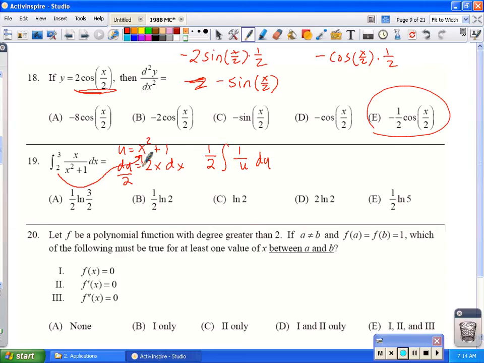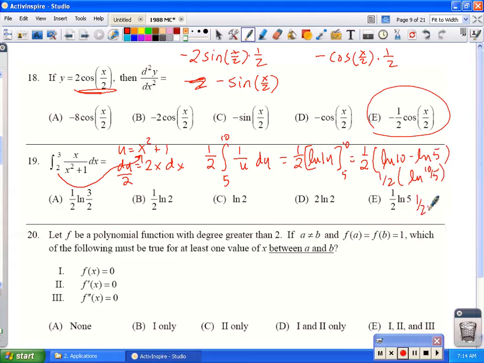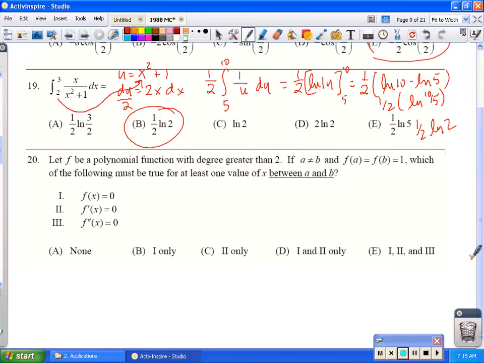2 squared is 4 plus 1 is 5. 3 squared is 9 plus 1 is 10. The antiderivative of 1 over u is ln of the absolute value of u, evaluated from 5 to 10. So that would be 1/2 times ln of 10 minus ln of 5. By log properties, that's 1/2 ln of 10 over 5, which is 1/2 ln of 2, which for number 19 is letter B.